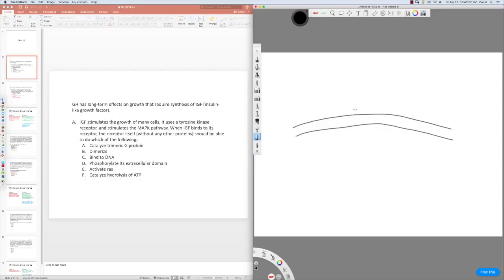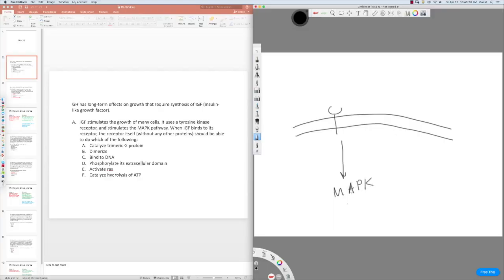So here's a plasma membrane, and the question mentions that the IGF receptor is a tyrosine kinase receptor. I'm going to draw the tyrosine kinase receptor like this, with the extracellular domain that binds IGF and the intracellular domain that engages in the signaling downstream of whatever happens after IGF binds. And the question does mention that beyond this point we have the MAPK pathway.